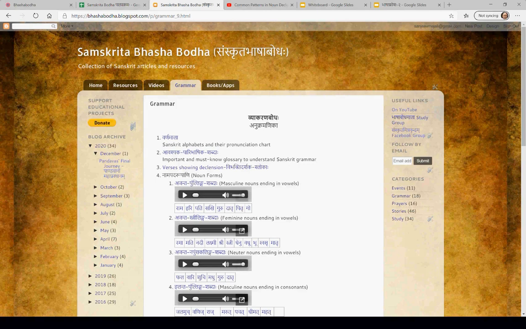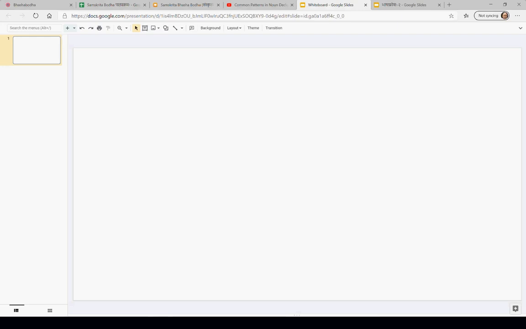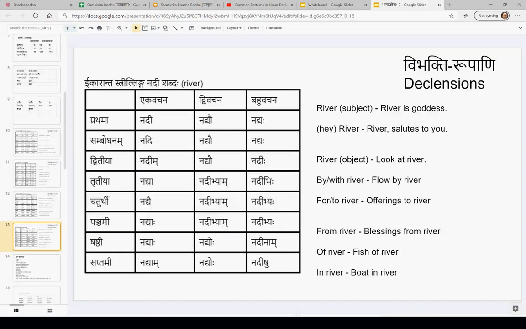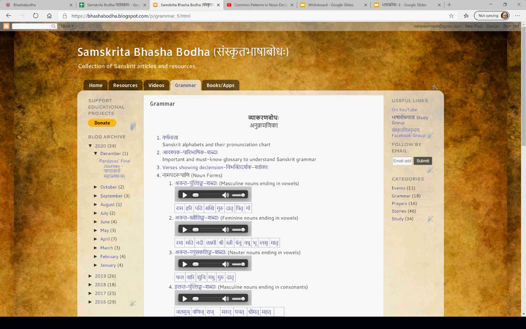However, you might have some books also. The slides are given only two, three types. But for all the different words, you should have some book also.